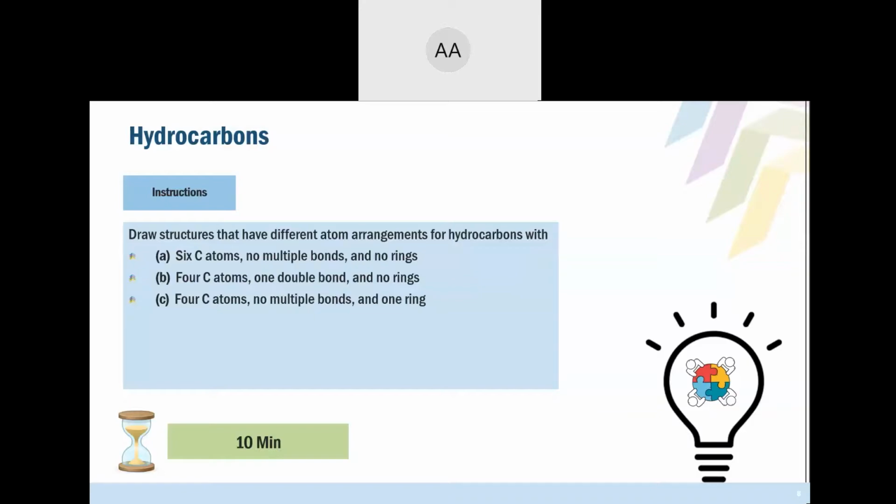Now, A, we want to look at 6 C atoms, no multiple bonds and no rings. B, 4 carbon atoms, 1 double bond and no rings. And C, 4 carbon atoms, no multiple bonds and 1 ring. So off you go. You've got 10 minutes to complete this task. Okay, that's your 10 minutes up. Now, let's have a look at the solutions. Let's see how well you refreshed your memories.